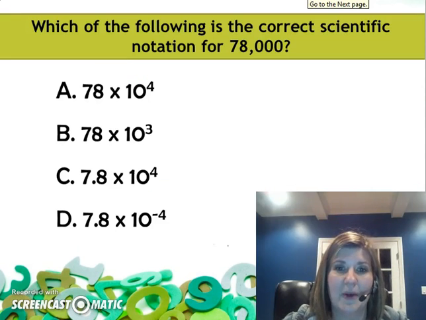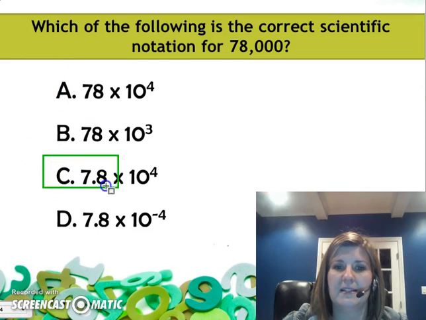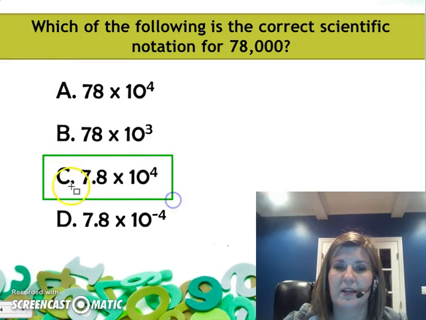Okay, I have a variety of questions here you can answer or attempt to answer. Some of them did or will come from your worksheet. Which of the following is the correct scientific notation for 78 thousandths? That answer is going to be C. You can work this out in your own time. It's more of an answer key for you.